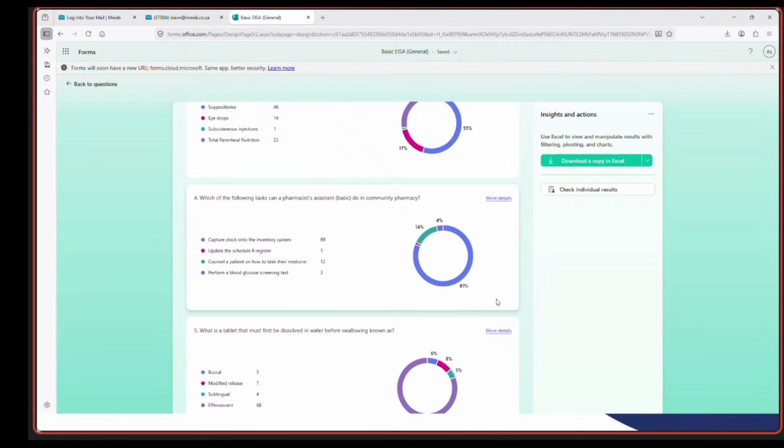So most of you have the correct answer. That is capture stock onto the inventory system. And that is the correct answer. So 81% had the correct answer there. Question number 5.